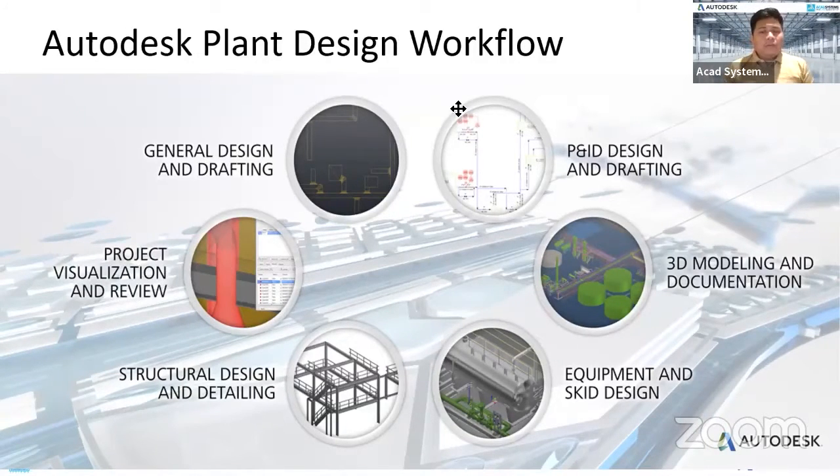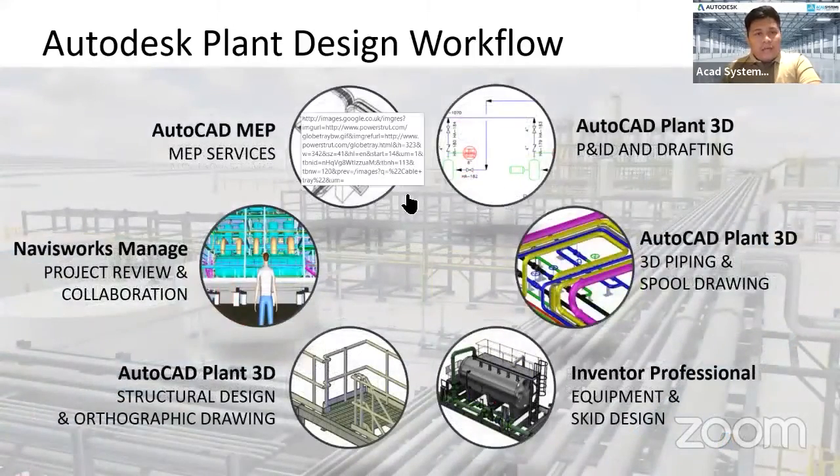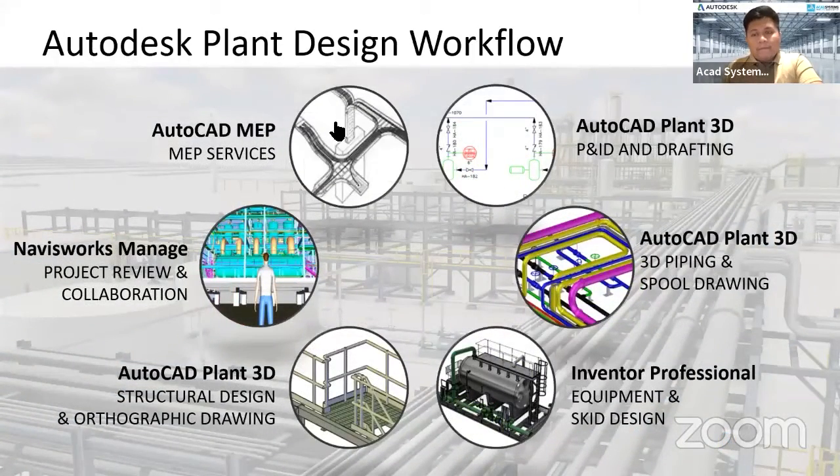If you want to make a very detailed workflow, you cannot use only Plant 3D for sure. So this is the idea for the detailed one. You are required to install more than one software. This example workflow focuses on creating detailed equipment, not detailed structural. If I want to create detailed equipment in my plant, I need to install Plant 3D for P&ID drafting together with 3D piping and spool drawing, with structural and ortho drawing.